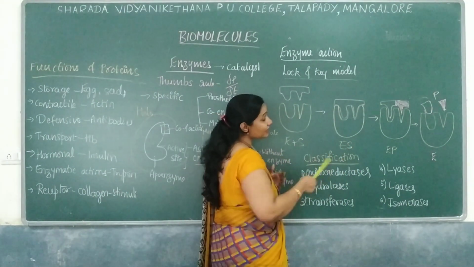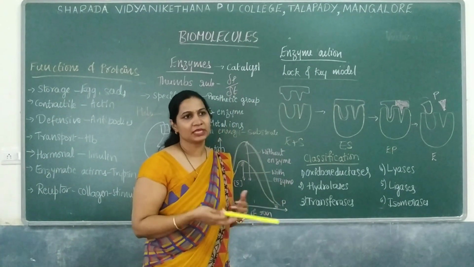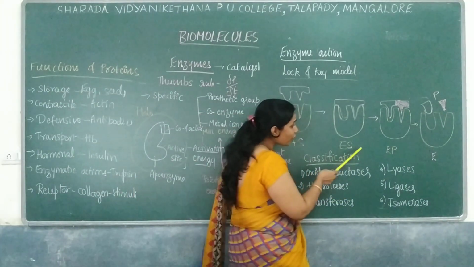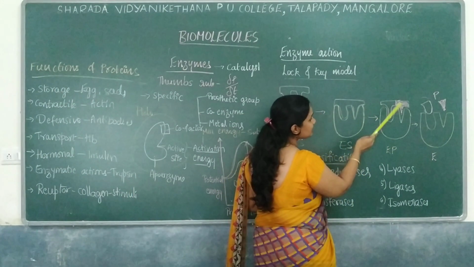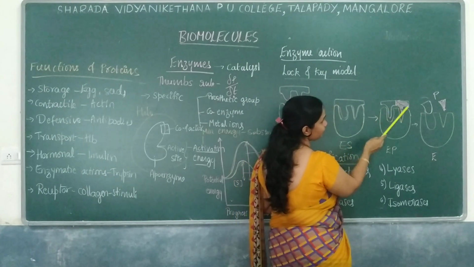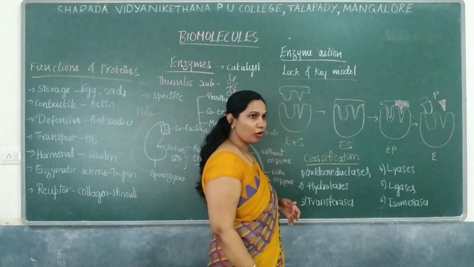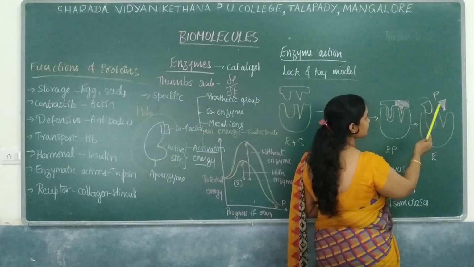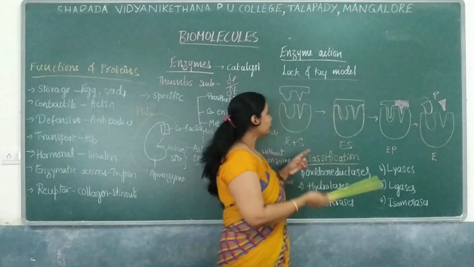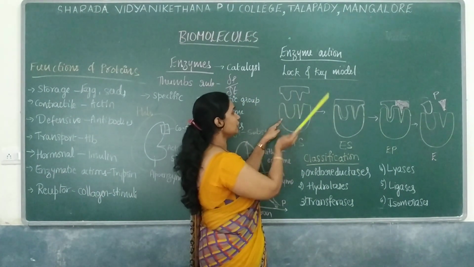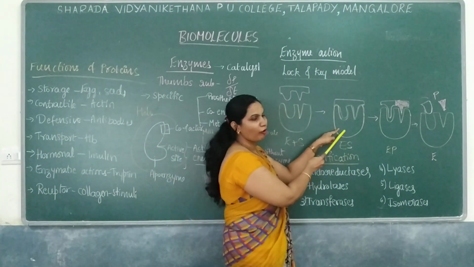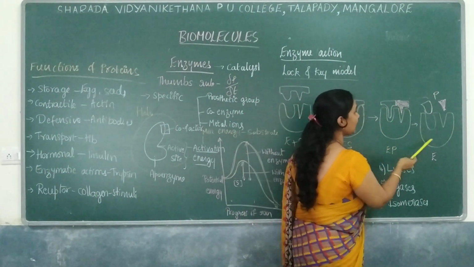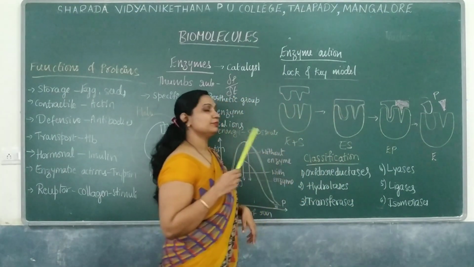Next, what happens? There is a making and breaking of bonds. Chemical reaction is always making and breaking of bonds. So next, what happens is the formation of the enzyme product complex. You can see the difference here. Enzyme product complex where the products are found. After that, products are released. First, the substrate will go and bind to the enzyme, forms the enzyme substrate complex, that forms the enzyme product complex, and that leads to the release of products.